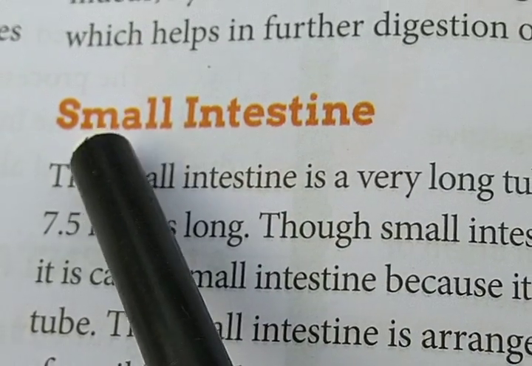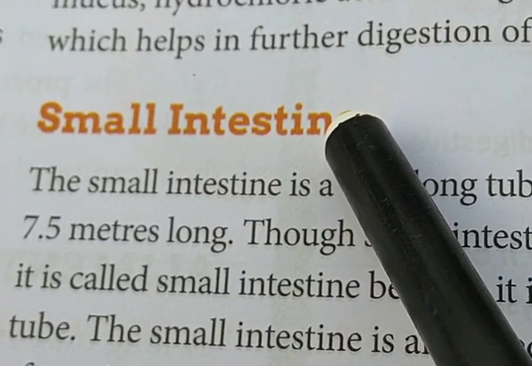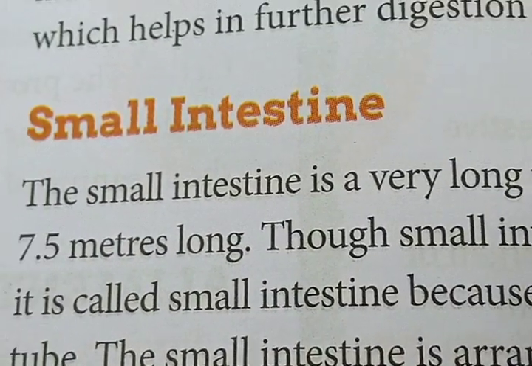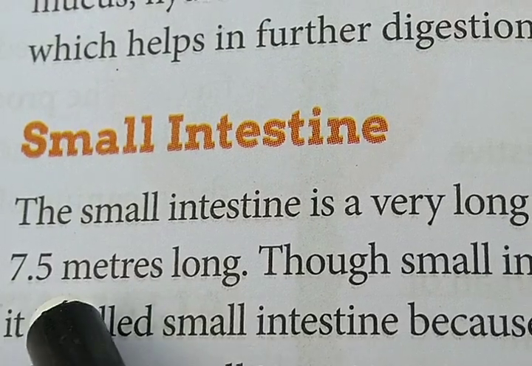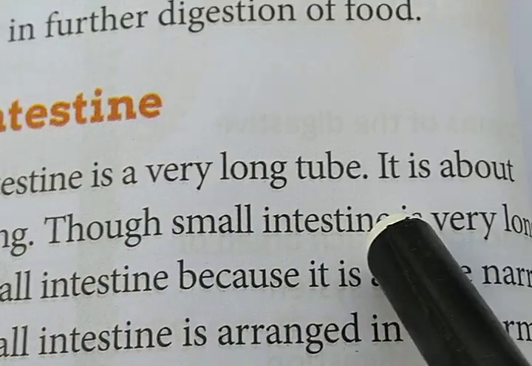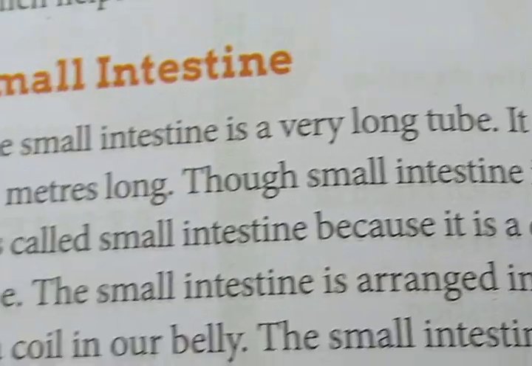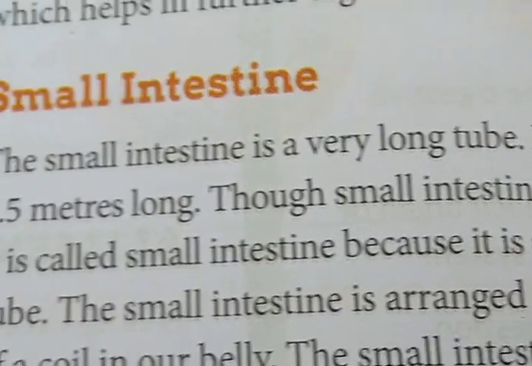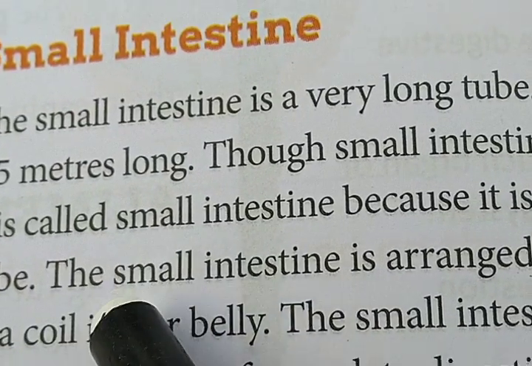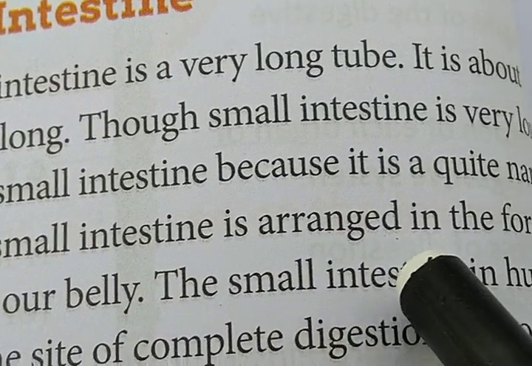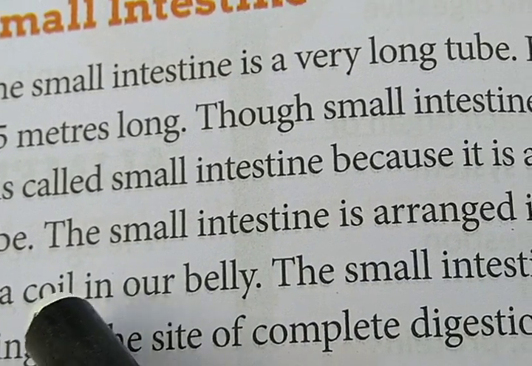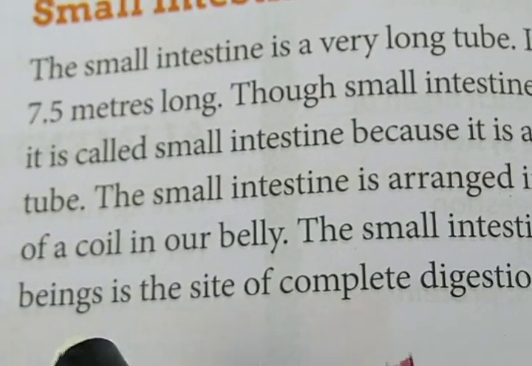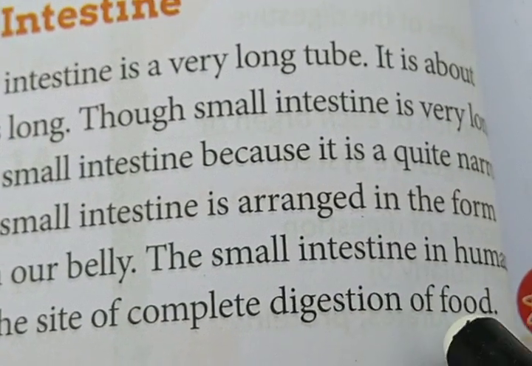Today I will discuss the small intestine. So let's start. Look at the book. The small intestine is a very long tube, above 7.5 meters long. Though it is very long, it is called the small intestine because it is quite a narrow tube. The small intestine is arranged in the form of a coil in our belly. The small intestine in a human being is the site of complete digestion of food.